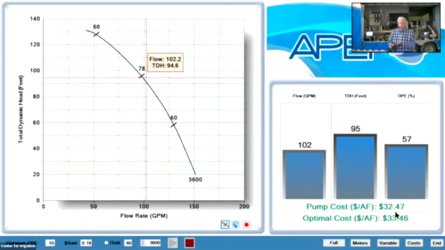Then our pumping cost is running about $32, which is slightly better than our optimal. Now I could say, well, now we have a new optimal. Let's change the optimal to 57. Let's do it. I can change that.